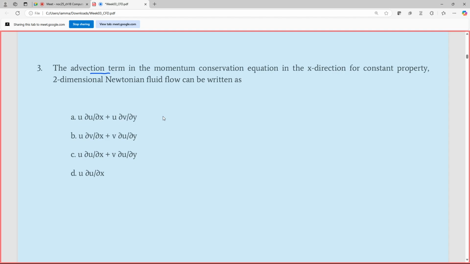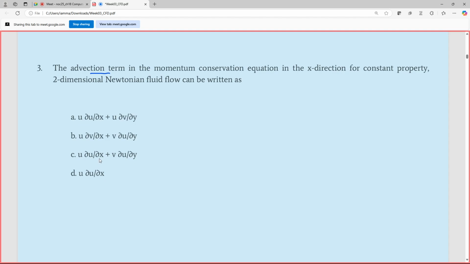So the question is about the advection term, only on the advection term of the momentum conservation equation and in the x direction of a two-dimensional Newtonian fluid flow. Options are option A, u into dou u by dou x plus u into dou v by dou y. Option B, u into dou v by dou x plus v into dou u by dou y. Option C, u into dou u by dou x plus v into dou u by dou y. Option D, u into dou u by dou x.